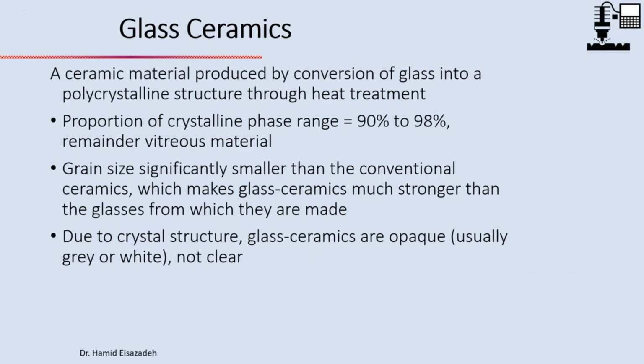The next material is called glass ceramic. Glass ceramic is a type of ceramic material that is produced by conversion of a glass into a polycrystalline structure through heat treatment. The proportion of crystal phase ranges between 90 to 98%, and the grain size is smaller than conventional ceramic. And glass ceramics are actually opaque. They are not clear when we compare them with the glass material.